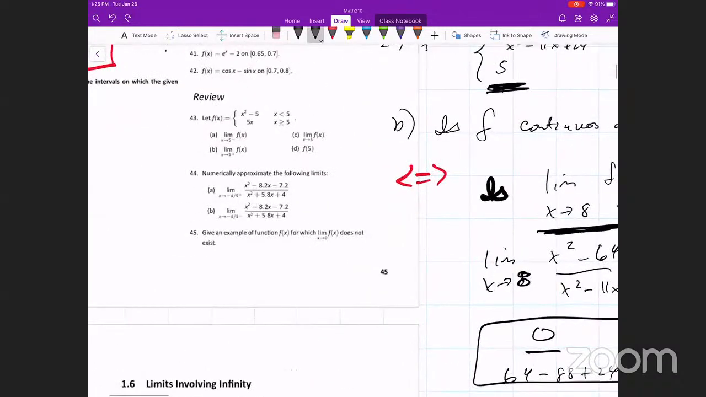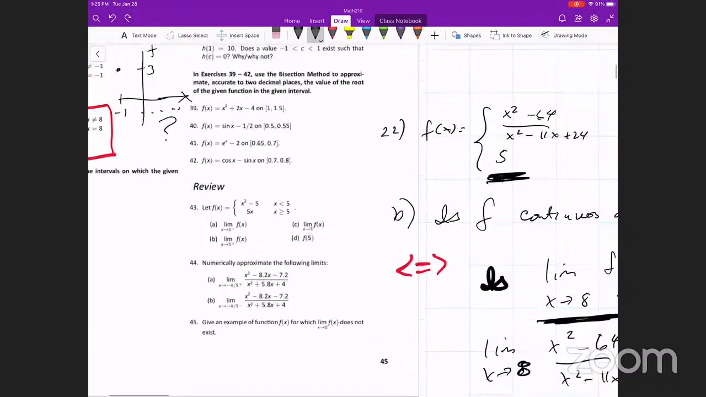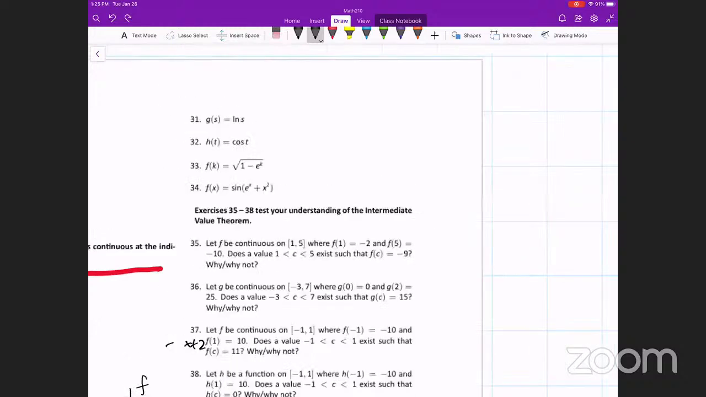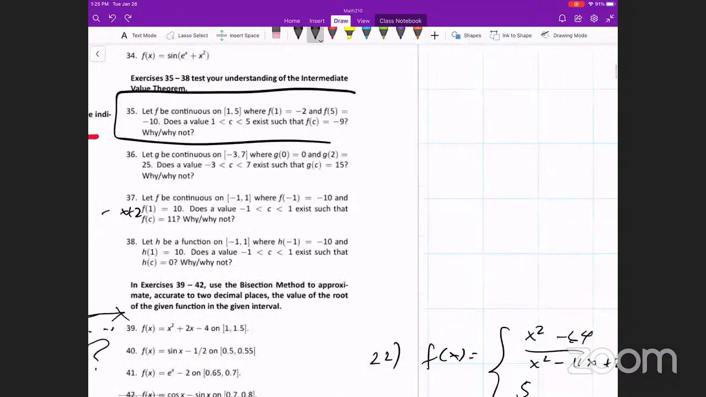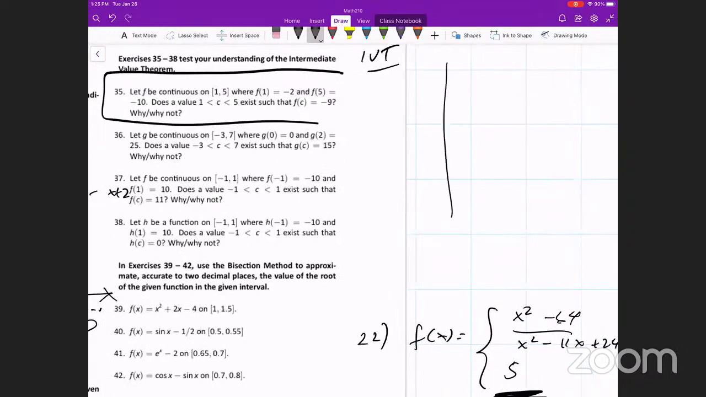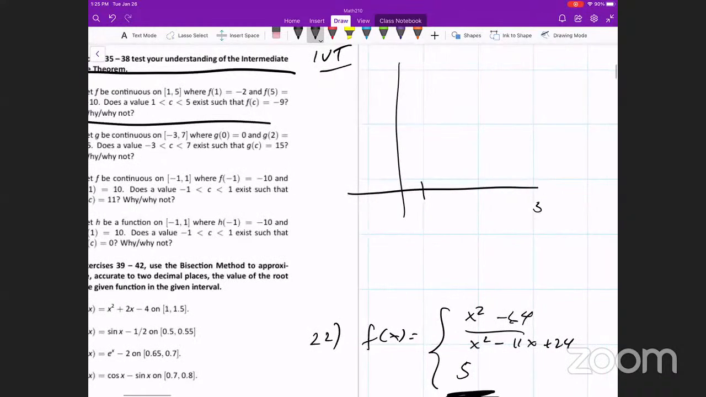Okay, it says do page 44, number 35. So this one right here. It's a test of the intermediate value theorem. It says, let's say that f is continuous on the interval from 1 to 5. So you're here from 1 to 5.